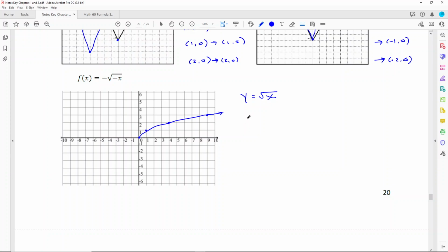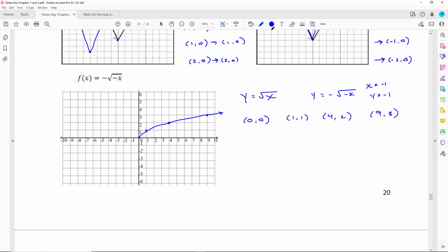So let's do this. Okay, so let's take our key points. We had a key point of 0, 0. We had a key point at 1, 1. We had a key point at 4, 2. And we have a key point at 9, 3. Now, when we do the transformation of negative square root of negative x, I'm going to take the x values and multiply them by negative 1, and I'm going to take the y values and multiply them by negative 1. Now, since they're acting on different variables, I'm allowed to do them at the same time.